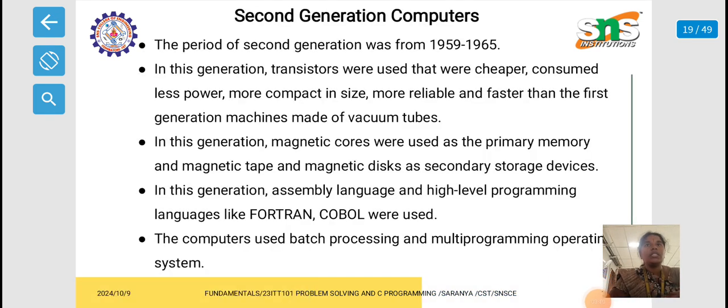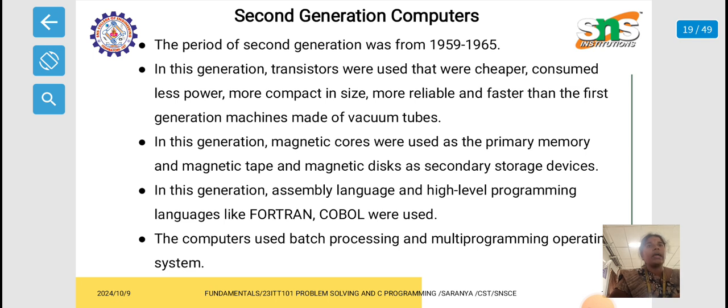The next one is the second generation. The second generation of computers was from 1959 to 1965. In this generation, transistors were used that were cheaper, consumed less power, more compact in size, more reliable and faster than the first generation machines. They replaced the vacuum tubes.